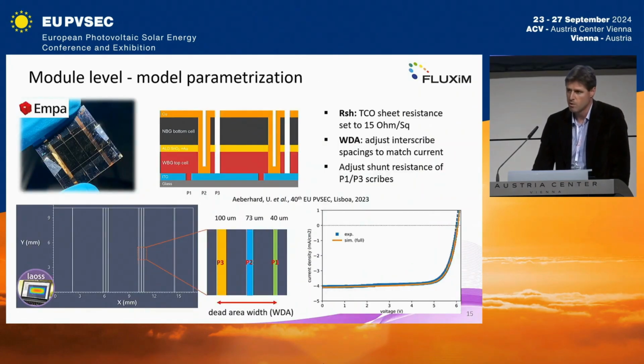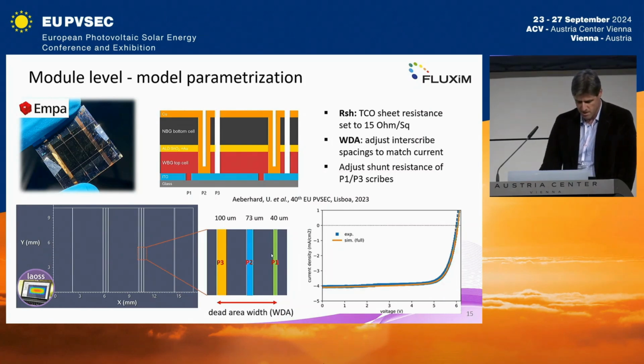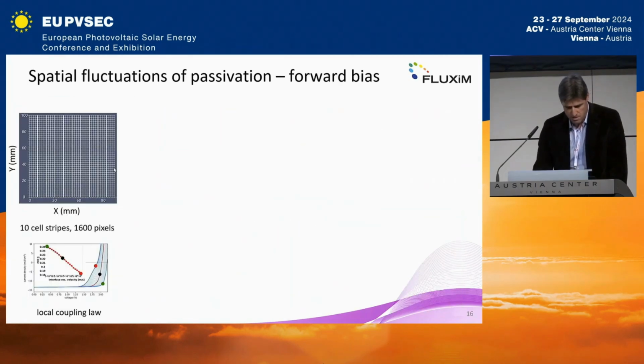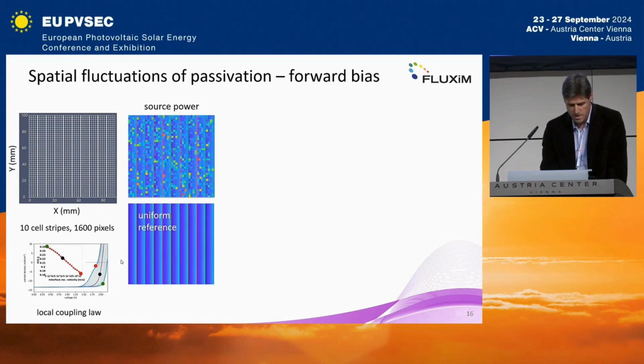So now we propagate this to the module level using this calibrated module simulation. This was also presented last year. This is a simulation based on the all-perovskite tandem module of EMPA. And first we look at interface passivation, and now we randomly attribute to each pixel a curve from a Gaussian distribution of interface passivation quality, as shown before.